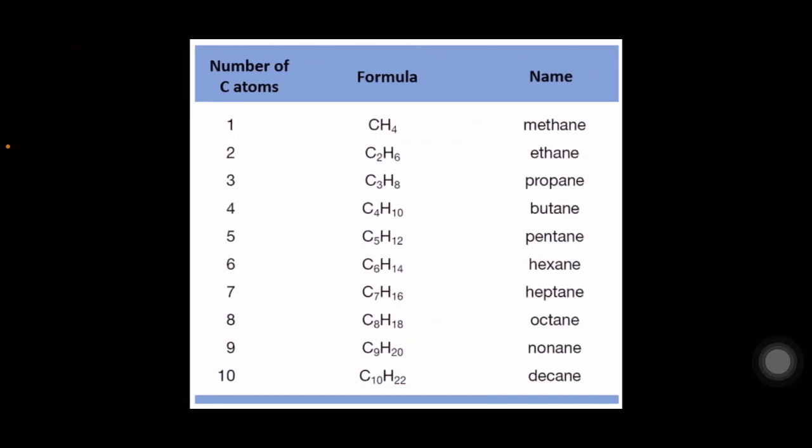How do we represent the alkanes? Each alkane has its own name. The first one goes with methane, the second one goes with ethane, the third one goes with propane, the fourth with butane, fifth with pentane, sixth with hexane, seventh with heptane, eighth with octane, ninth with nonane, and tenth with decane. As you can see, 1 carbon plus 4 hydrogen gives you methane, so each has its own way of representing its own formula.